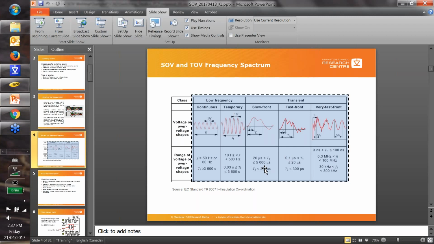The next question is, what should be the status of neighboring generators during SOV or TOV study? They should be in their steady state operation. So whatever value you get from load flow, you should achieve that value before you apply your switching study.